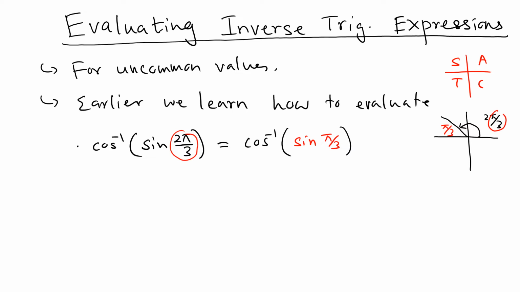This is coming from the common table, and so we have cosine inverse of sine pi over 3, which equals square root 3 over 2. Now we find the cosine inverse of square root 3 over 2, which is also a common value. That means for what angle do you get the cosine equal to square root 3 over 2? You know that's going to happen for pi over 6. So this is pi over 6, and that's what you get for the first one.